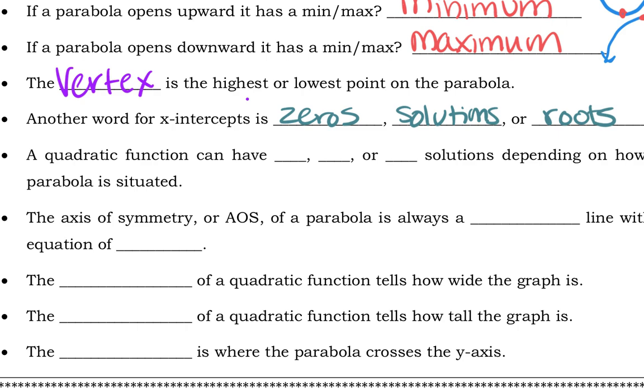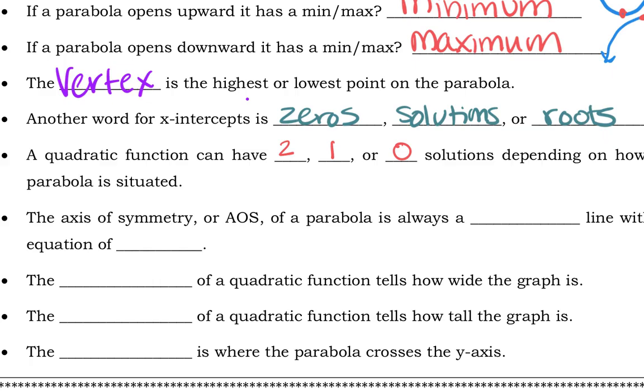All right, what about solutions? How many solutions could it possibly have? It could have 2, it could have 1, or it could have 0, right? It just depends on how the graph is hitting that x-axis.